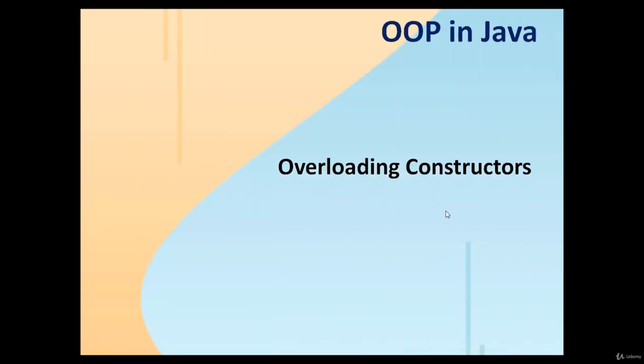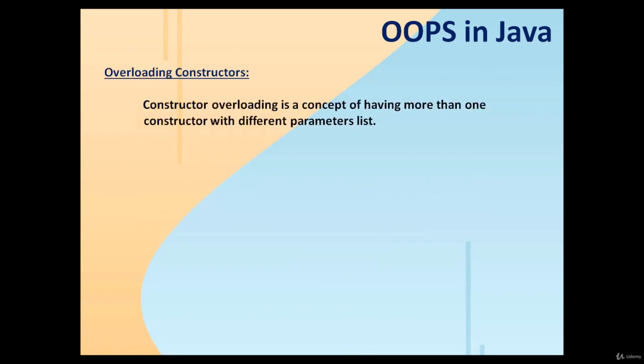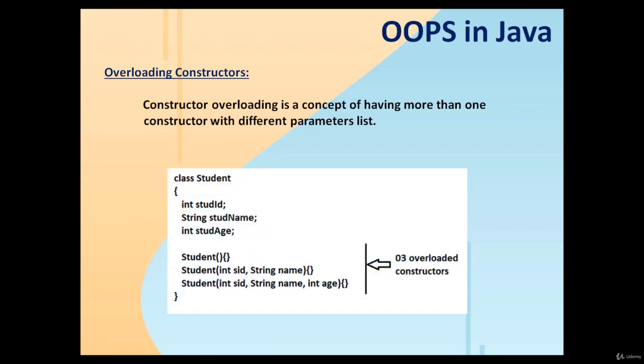So in this lesson we are going to talk about overloading constructors, or constructor overloading. So what is basically constructor overloading? In a class, if there exists more than one constructor with a different parameter list, so a class contains more than one constructor with different arguments, that is what we call constructor overloading.